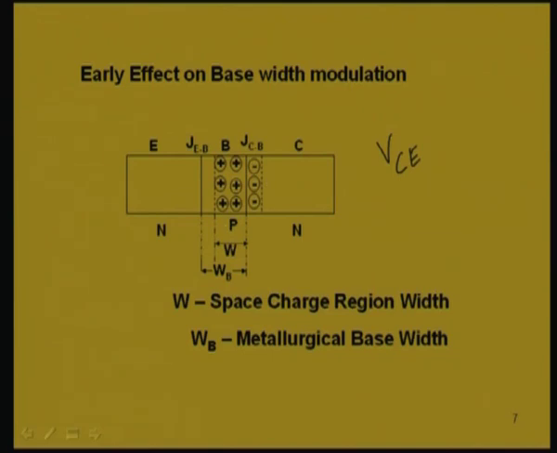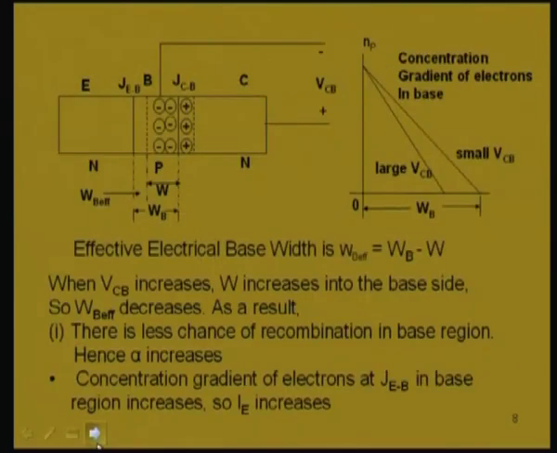That means now W will be more. So, if we increase VCB, W will be more. The effective electrical base width which is now available for recombination is WB minus W, so as W increases, the effective electrical base width decreases. That means less recombination will take place in this base region, which means less base current. So, as a result of the increment in the collector to base reverse biasing voltage, we have a lesser base current IB.